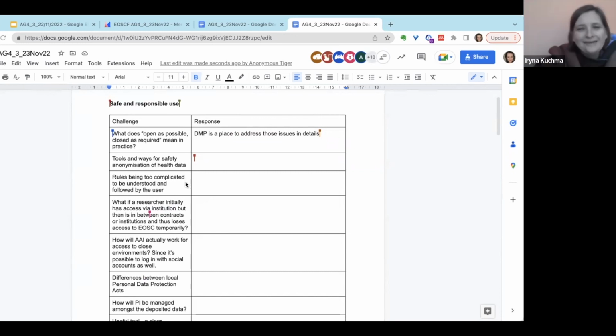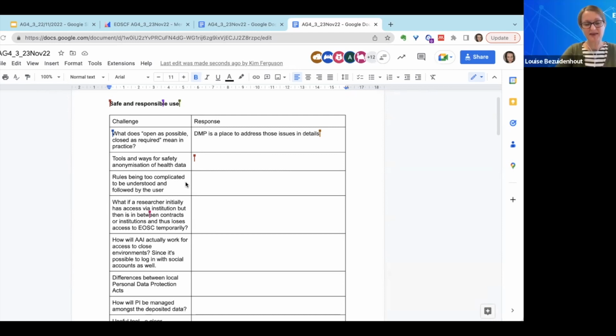I started typing because I think a generic answer would be that all specific details should be addressed in the DMP, and it would really depend on the discipline, on the type of data, on collaboration agreements, and other issues. But I don't know. Would be happy to hear what others think about that.